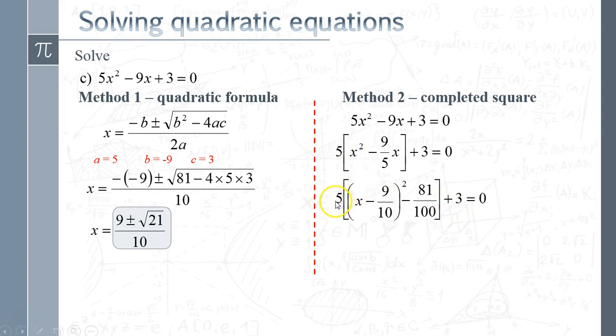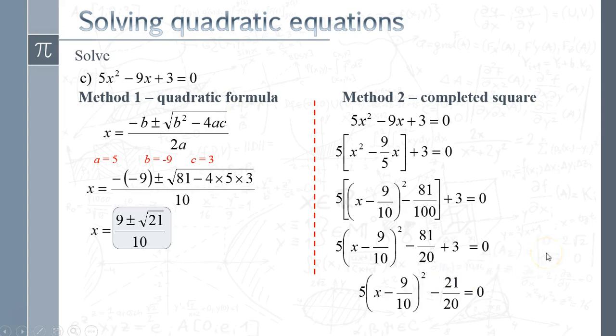So we've got this 5 at the front, so I'm going to do 5 lots of that, 5 lots of the square bracket, and 5 lots of 81 over 100. So that gives me 5 times x minus 9 over 10 squared. There's 5 times 81 over 100. And there's the plus 3 that's just been sitting there this whole time. And the last thing that remains to be done is just to tidy up this section here. So there we go. There's my equation written in completed square form.